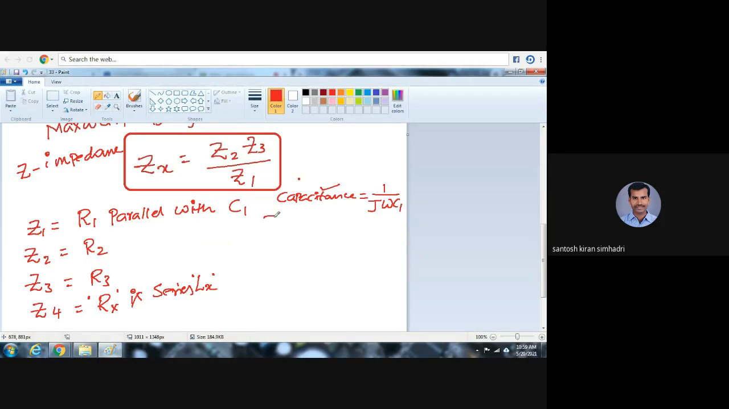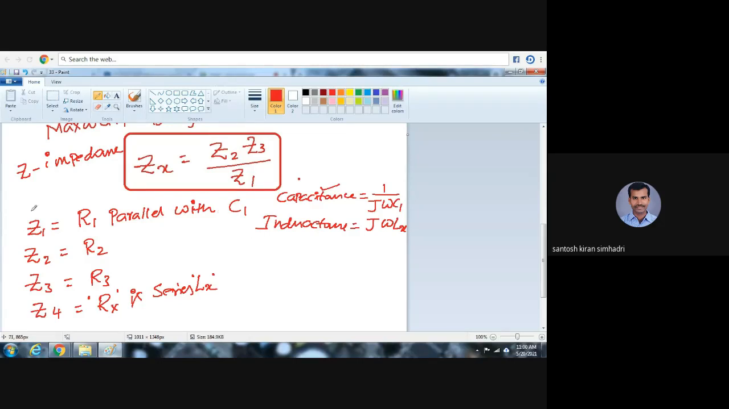Then coming to inductance, how can we write the inductive impedance? Very simple, that is j omega L. The inductance component here is Lx, so you can write this as j omega Lx.